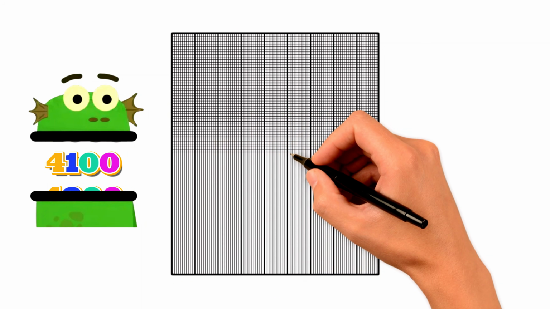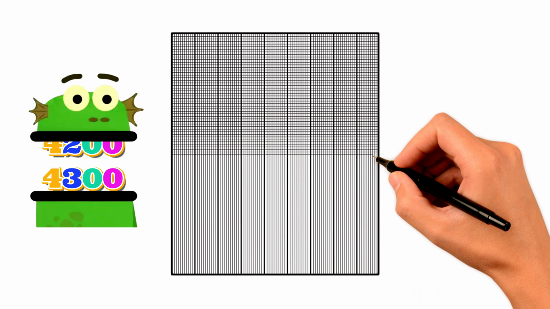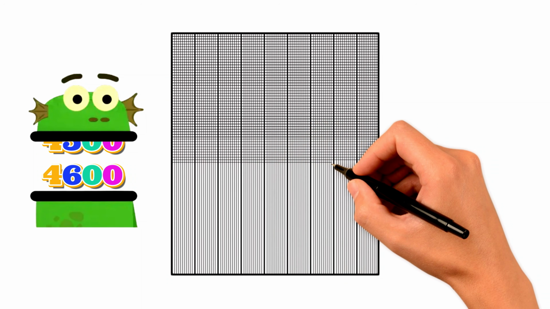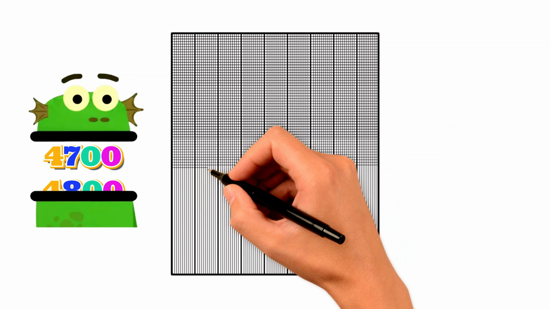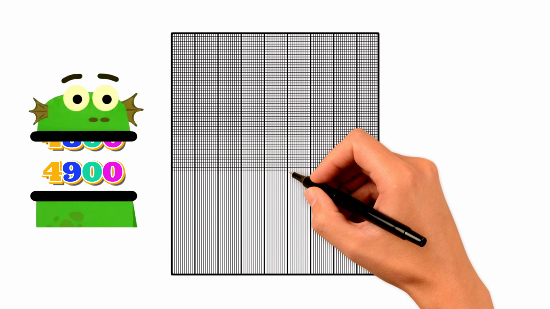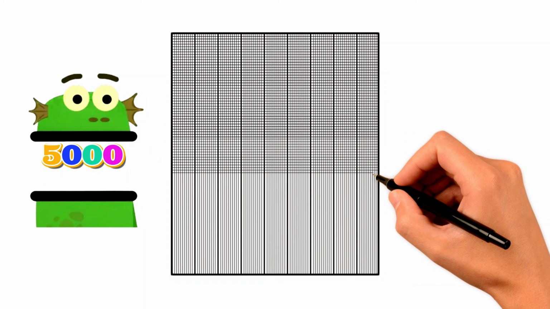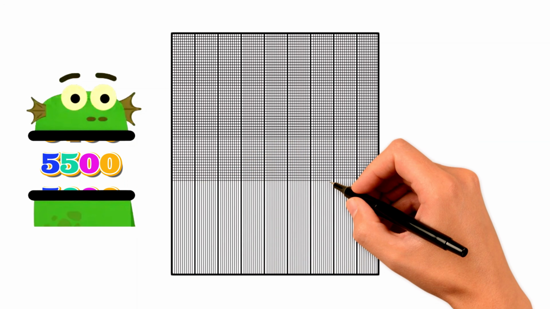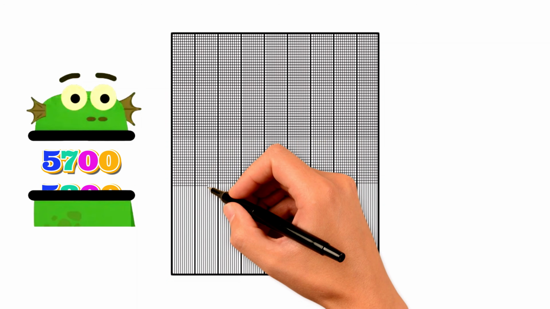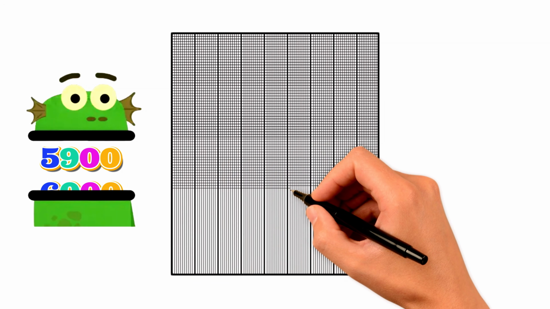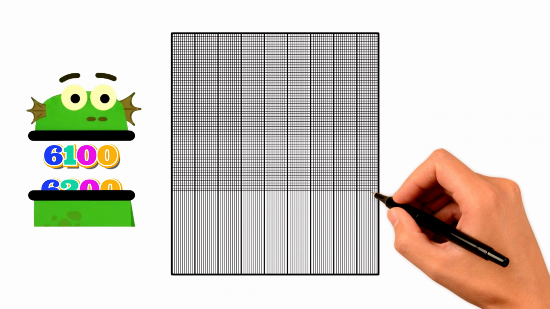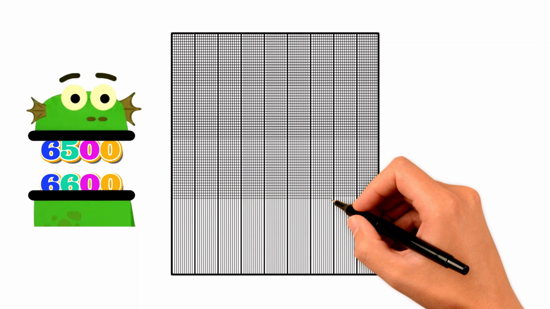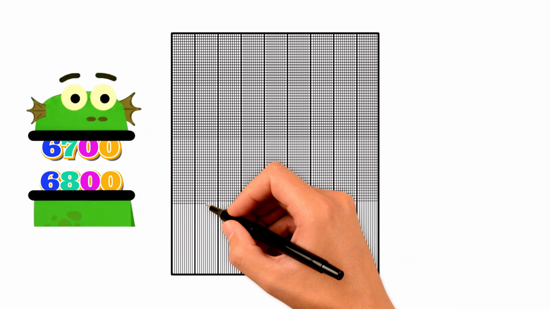4,100, 4,200, 4,300, 4,400, 4,500, 4,600, 4,700, 4,800, 4,900, 5,000, 5,100, 5,200, and on through 6,000, 6,100, 6,200, up to 6,900.